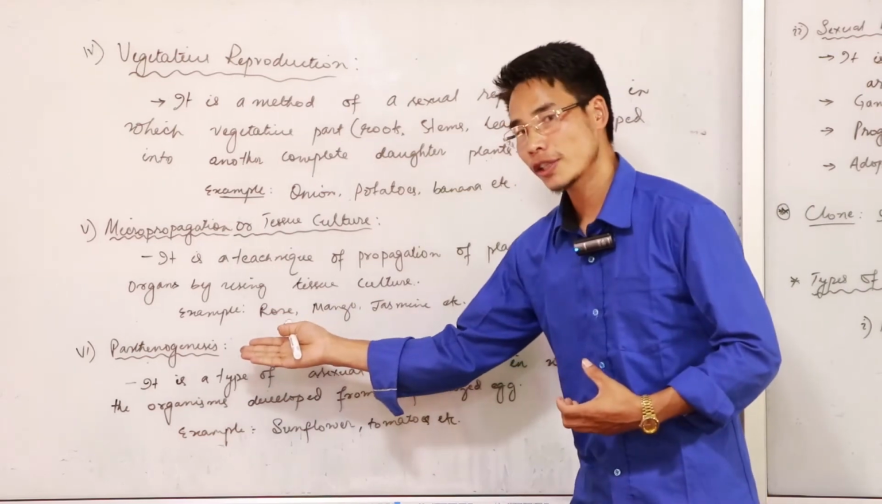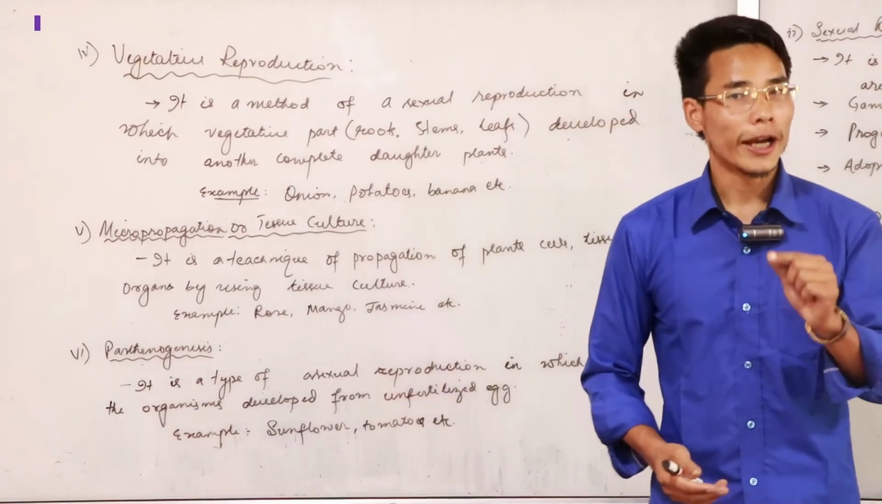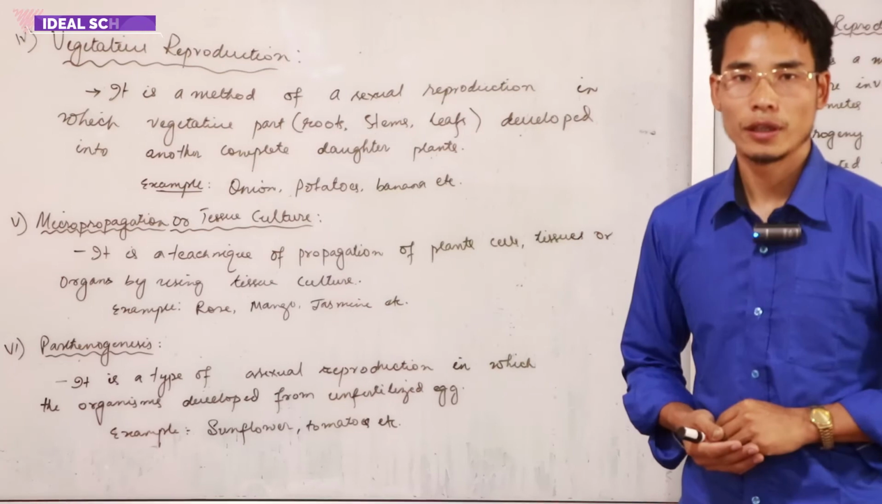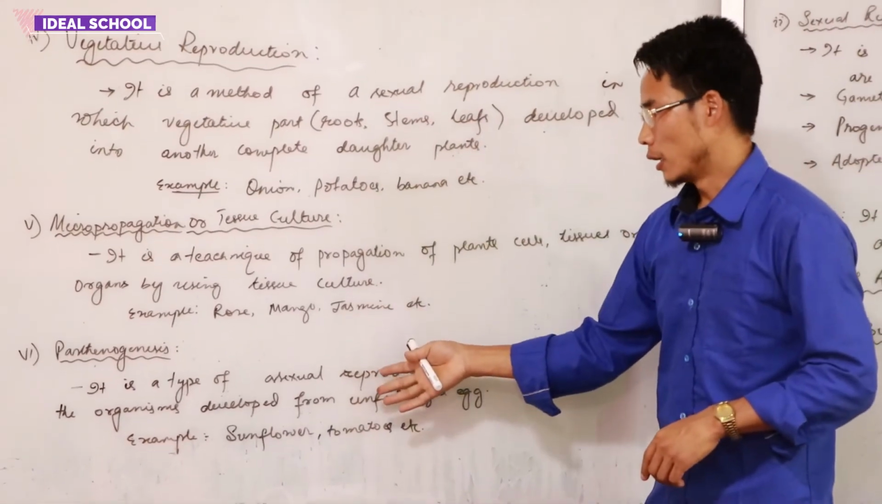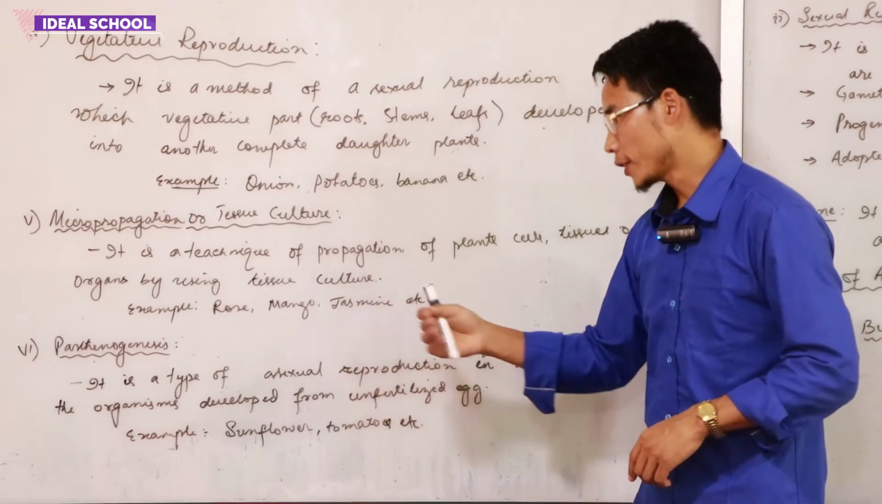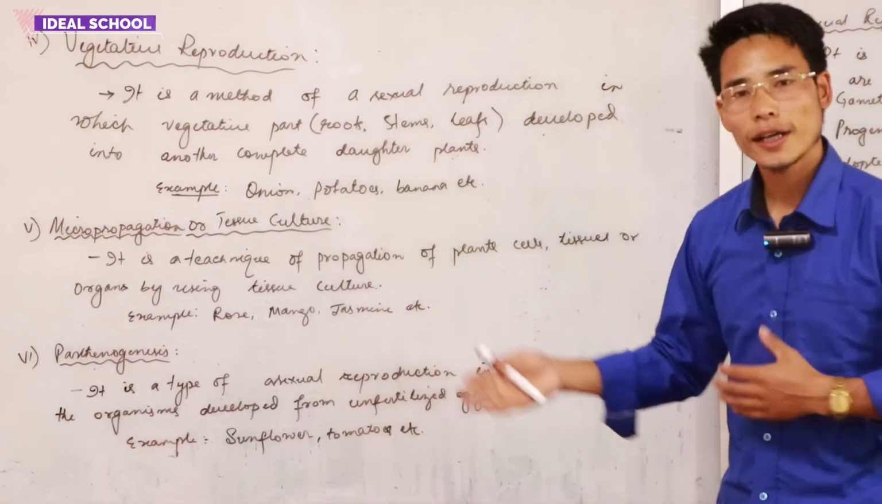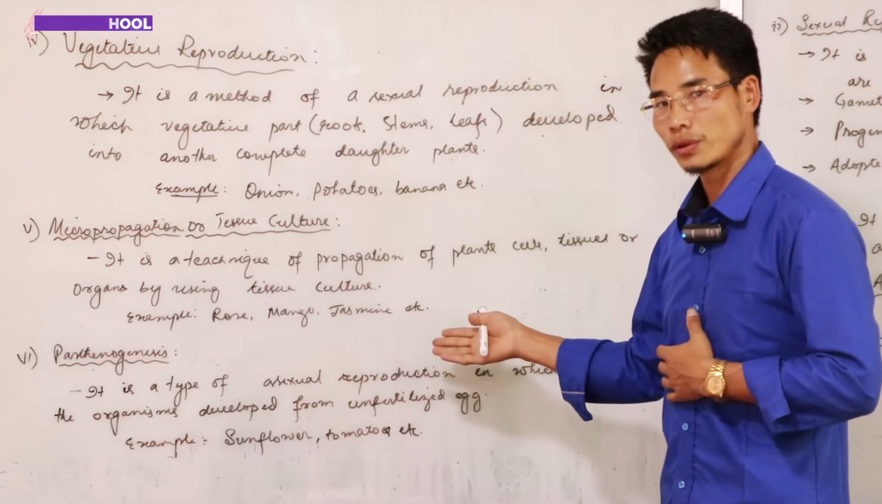Under parthenogenesis, there are artificial and natural types also. So these are the different types of asexual reproduction we will discuss in this topic.